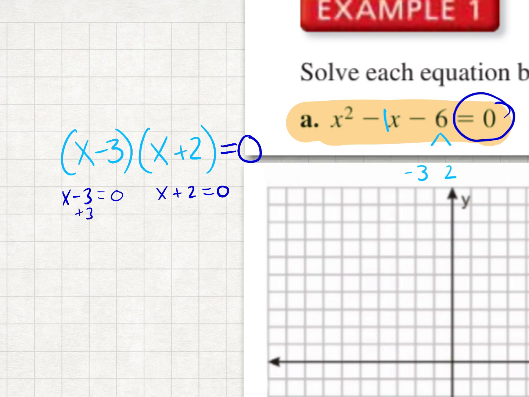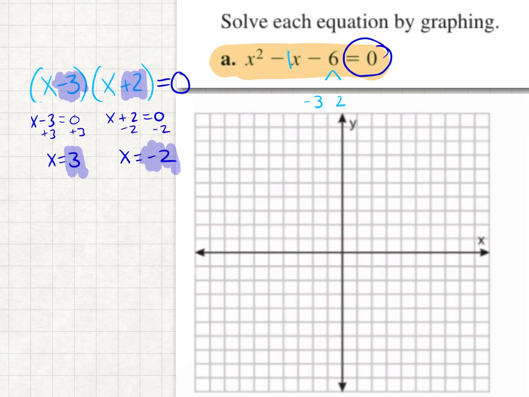So I add 3 to both sides. So x is equal to positive 3. And then the other one, I subtract 2 on both sides. So x is equal to -2. So notice how from the original equation here, my signs change in my answer. So now I'm going to plot those two points. I have a point at 3 and a point at -2.